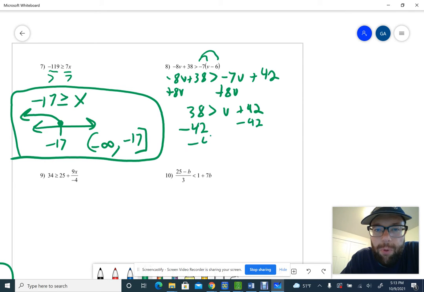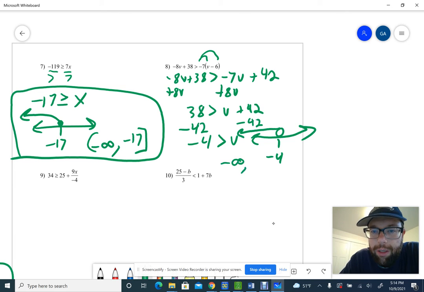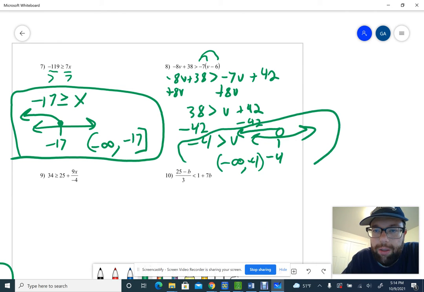And that would be negative 4 is greater than v. So on my graph, I have negative 4. It'd be an open circle. It's eating the number, so it's going to go to the left. So negative infinity to negative 4, both in parentheses, would be your answers.